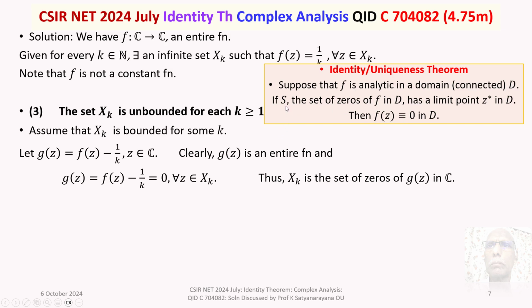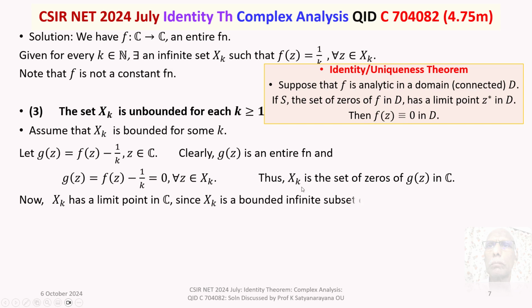And for S, we have Xk, the set of zeros of g(z) in C. Now, what is Xk? Xk is a bounded infinite subset of C. So Xk is a bounded set and Xk is an infinite set. Thus Xk has a limit point in C, because Xk is a bounded infinite subset of C, and we use the Bolzano-Weierstrass theorem. So you are guaranteed Xk has a limit point in C.